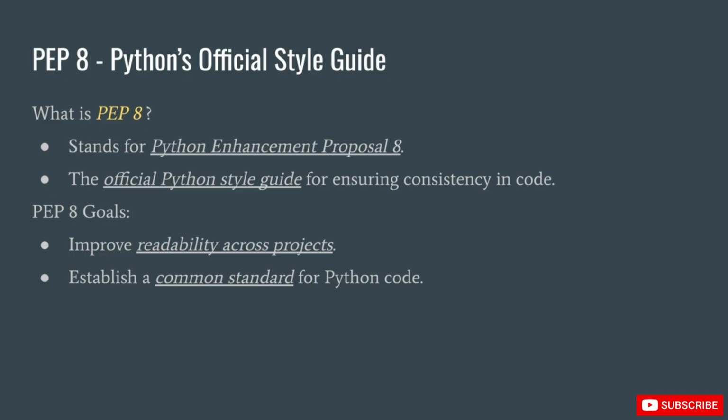PEP 8 is Python's official style guide. PEP 8 stands for Python Enhancement Proposal 8 and serves as the go-to guide for consistent and clean Python code. The goals of PEP 8 are simple but powerful. It's designed to improve readability across different projects and to establish a common standard, making Python code easier to understand and work with no matter who wrote it.